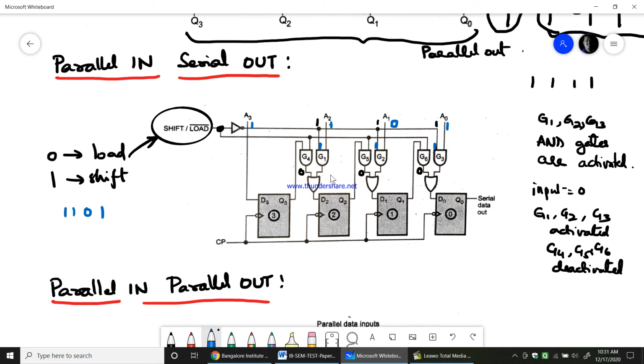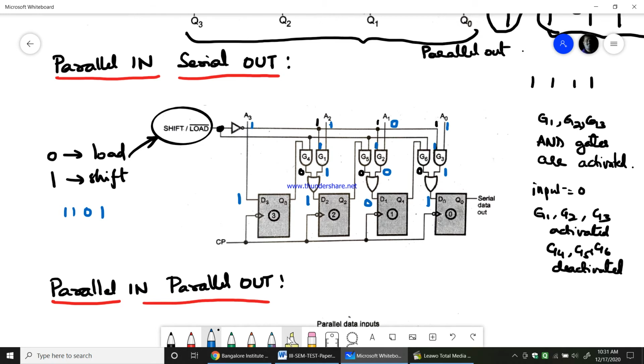Now 1 ANDed with 1 gives 1, 1 ANDed with 0 gives 0, 1 ANDed with 1 gives 1. Then 0 OR with 1 is 1, 0 OR with 0 is 0, 0 OR with 1 is 1, and this is 1. Therefore the input that got loaded is 1, 1, 0, 1. This is the loading operation that we normally see.